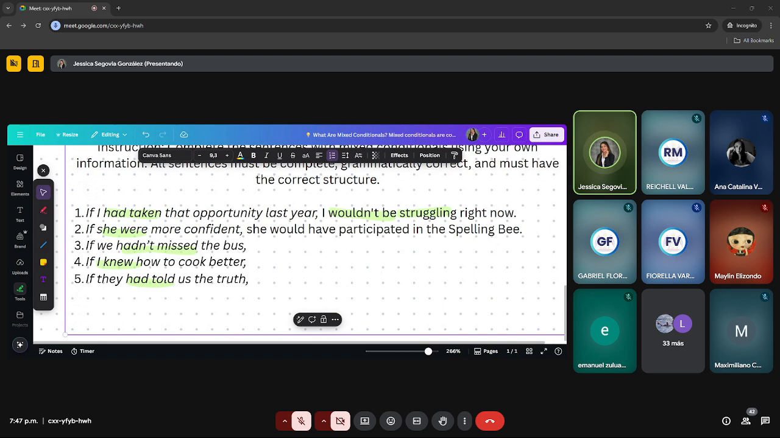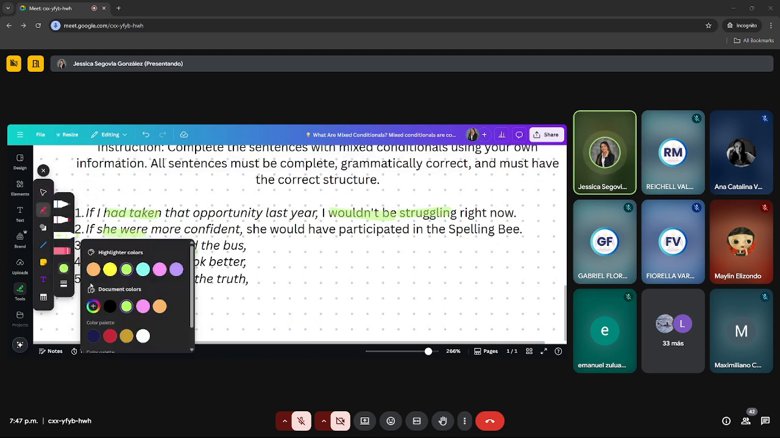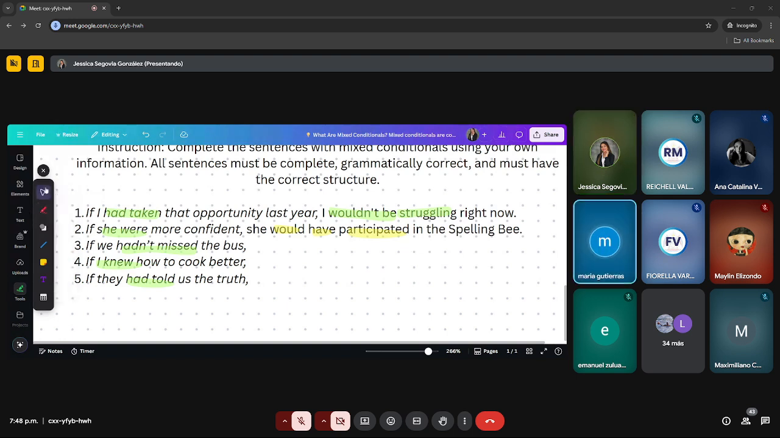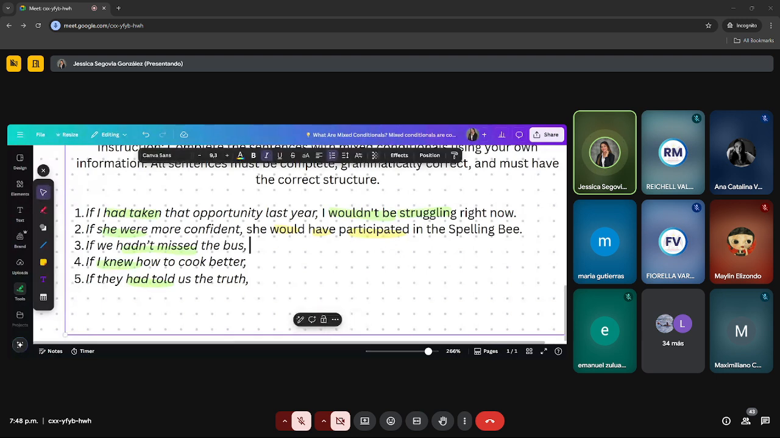Very good. If she were more confident, and here we have the little combo I am really looking forward to see tomorrow after I start revising your exams, would have plus participated, which would be the past participle verb in the spelling bee. Excellent. Number three, if we hadn't missed the bus, continue. We would have been in the place right now.